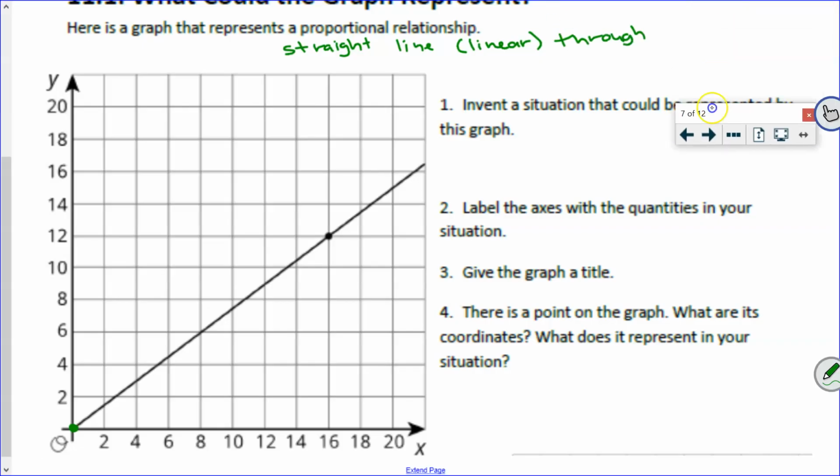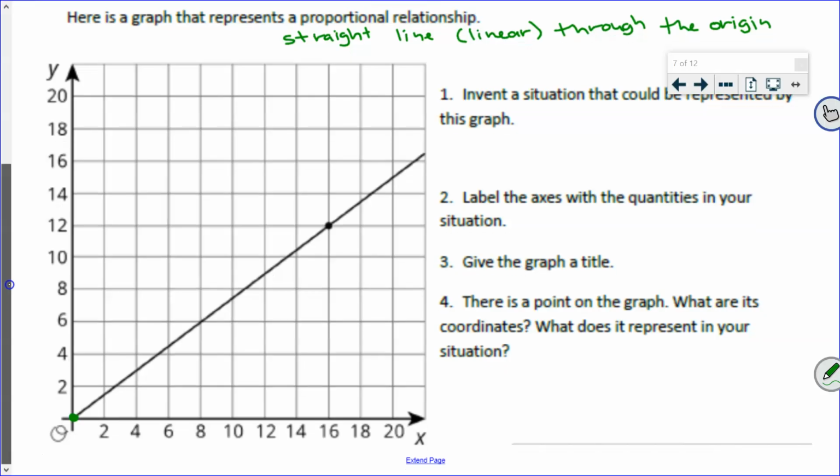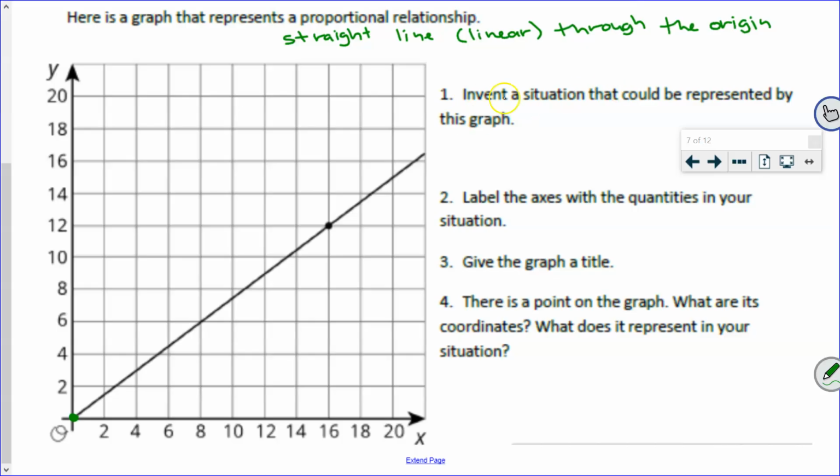Now, you guys are given the graph. You need to invent a situation that could be represented by this graph. Think about all the different situations we've looked at throughout the course of this unit. Think even about the ones that we saw in our activity yesterday. We had things like tablespoons of honey and cups of flour, or t-shirts and dollars, or cups of rice and servings of people. And all of those are relationships that could be represented, but I want you to invent your own situation that could be represented by this graph.